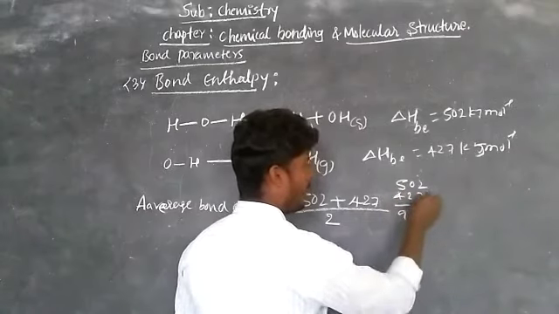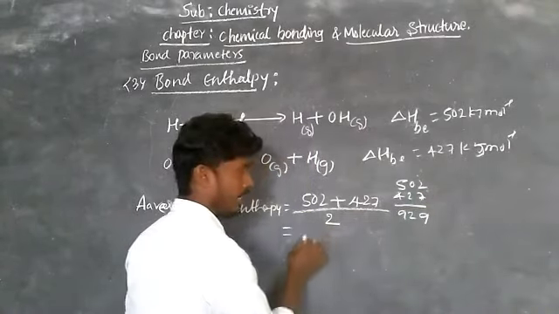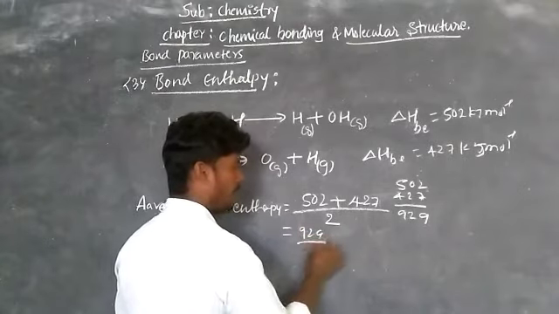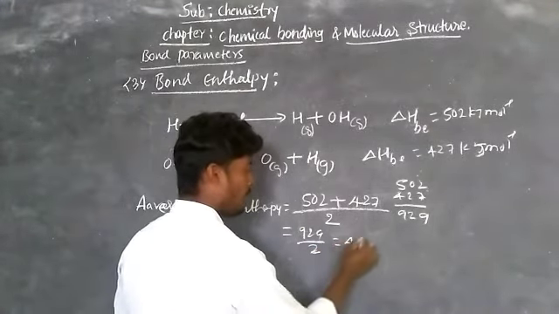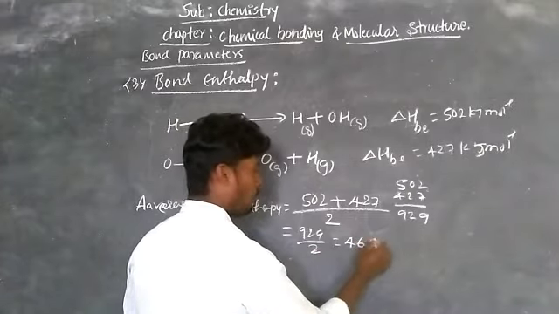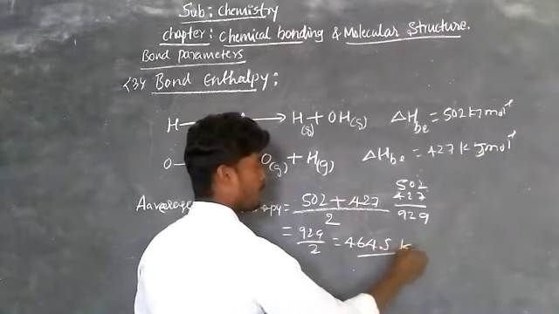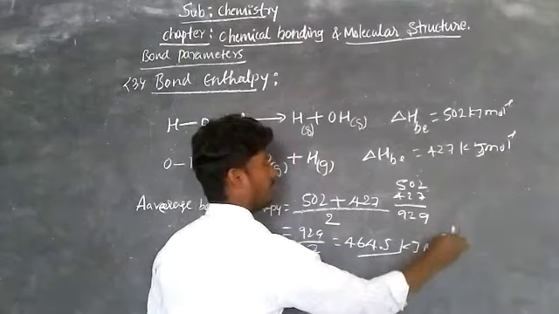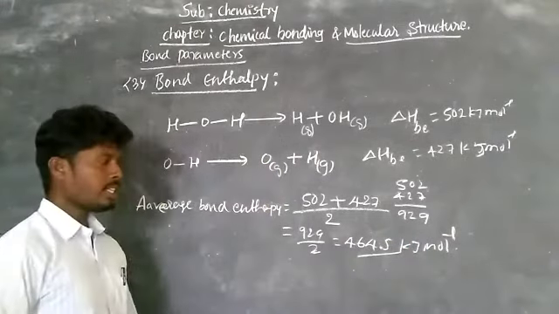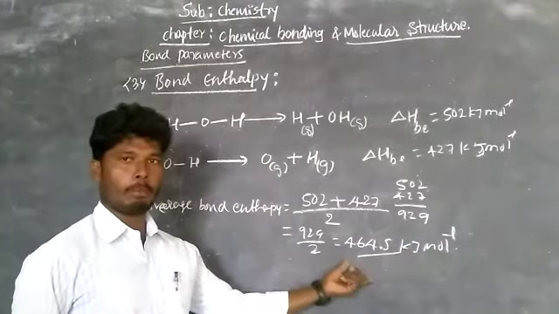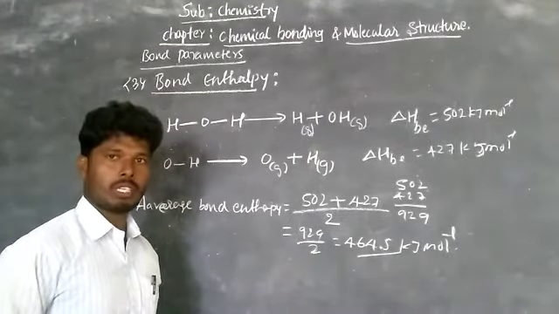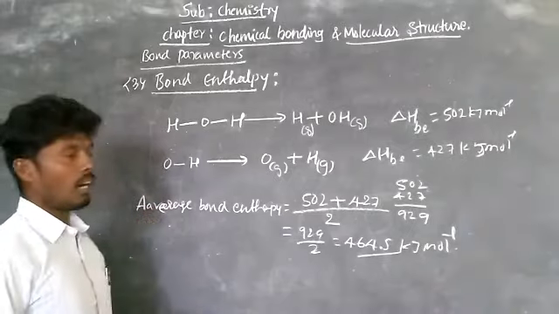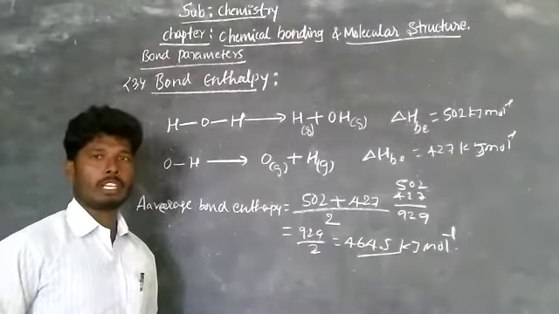9, here 9, 5 and 2, 929 divided by 2. So how much do you get? 2 fours are 8, 2 sixes are 12, and 2 fours are 0.5, so 464.5. So this much kilojoules per mole you get. Okay, so this is called average bond enthalpy to cleave an O-H bond in a water molecule. So this is the concept of bond enthalpy and average bond enthalpy.